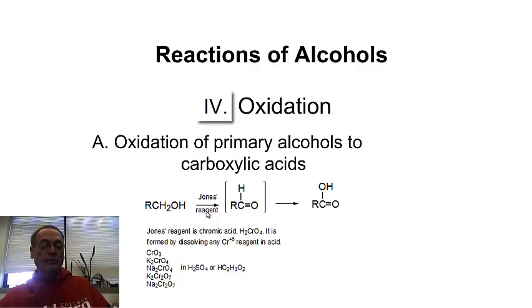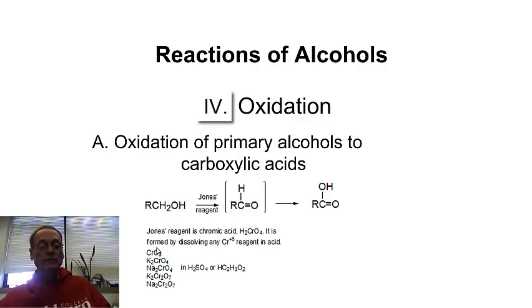But let me talk a little bit more about what that is. Jones reagent is really chromic acid, which is H2CrO4, and notice that the oxidation number of the chromium here is +6. We can go back and think about why the oxidation number is +6, but I'll let you think about that for the moment on your own. In any case, any kind of +6 chromium reagent, if it's dissolved in acid, becomes chromic acid, and is then called Jones reagent. So you can do this by putting chromium 6 oxide or potassium chromate or sodium chromate or potassium dichromate or sodium dichromate in sulfuric acid or in acetic acid.